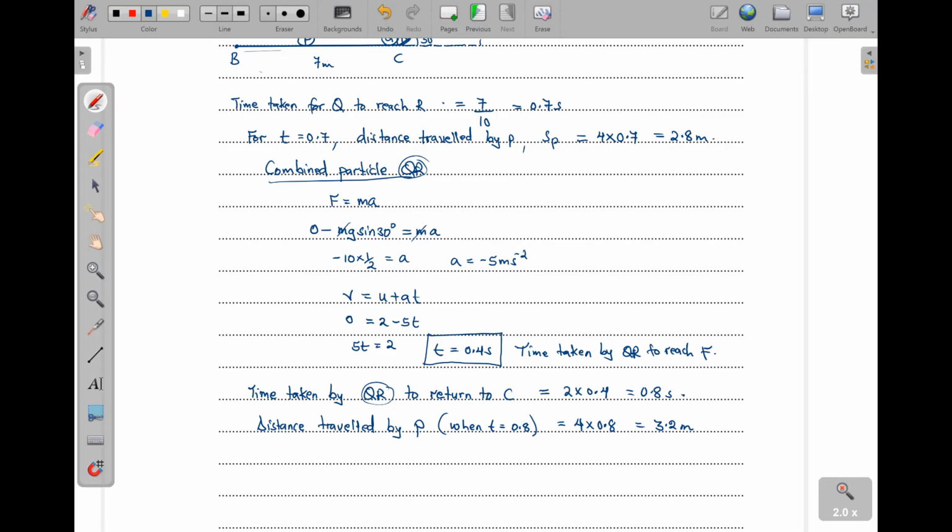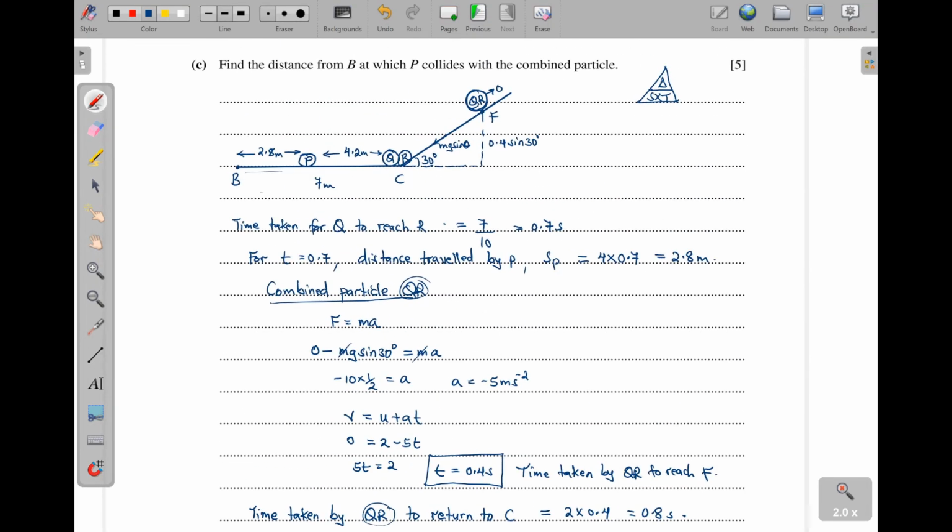So which distance is now left for it to travel? Remember, when you check here, now it has added on the 3.2. So when you get 4.2 minus the 3.2, that means there is 1 meter here. So that is going to be 1 meter between these two to collide. That will be the distance traveled.